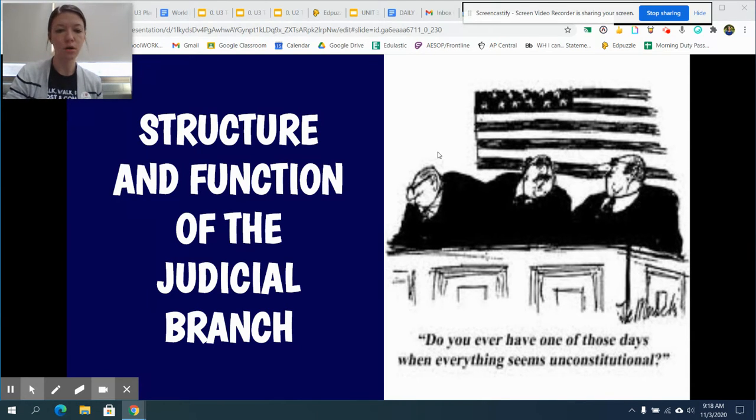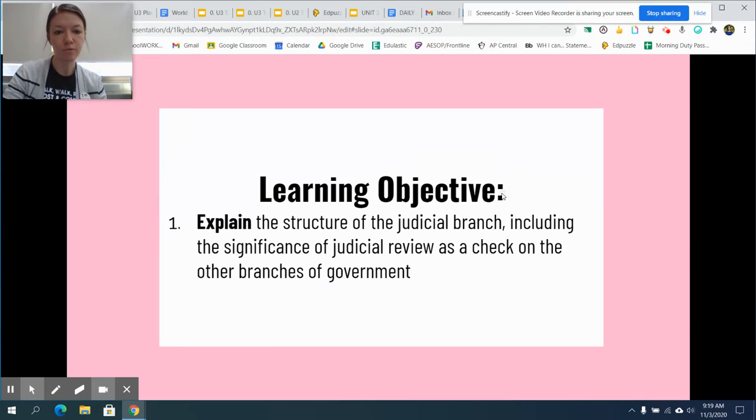We are going to be talking about the structure and function of the judicial branch. So this is our final branch of government that we are going to take a look at. And this corresponds with notes 3.6. So make sure that you have the correct note sheet in front of you.